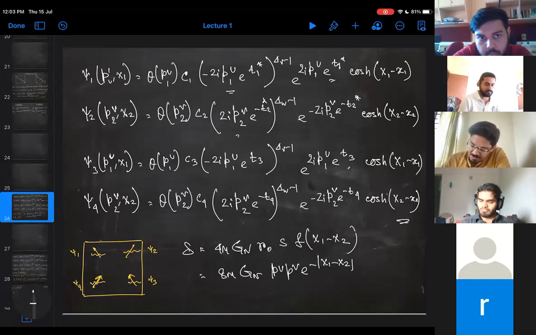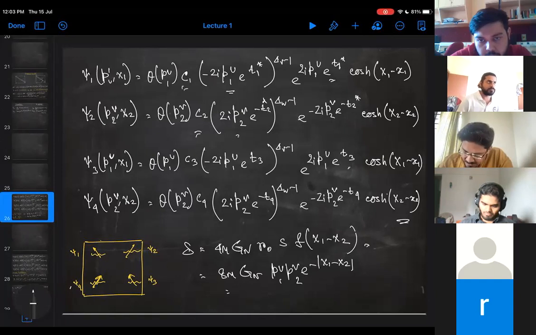So these are my expressions for the four wave functions, psi 3, 4, 1, 2. And we have also written this phase shift delta in terms of this p_u and p_v. Finally, we have to do this integral. So with all this, now we want to perform the integral.